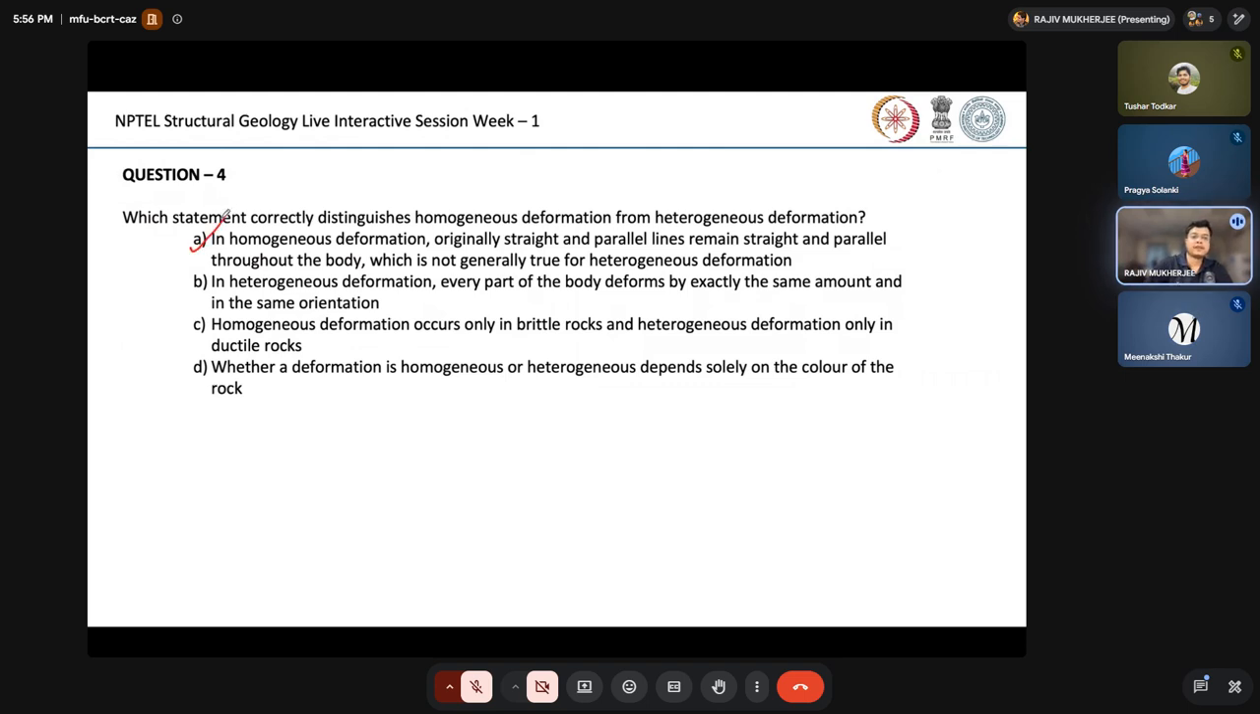So homogeneous deformation, by virtue, maintains homogeneity. That means everywhere you observe, in every scale, that is important too, it has to be the same, right? So the exact amount of deformation in the same orientation is repeated everywhere. That's how parallel lines remain parallel and straight lines remain straight. So that's why in homogeneous deformation, originally straight and parallel lines remain straight and parallel throughout the body, which is not generally true for heterogeneous deformation. Exactly.